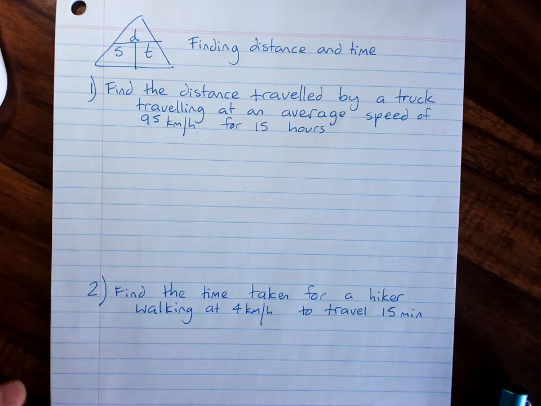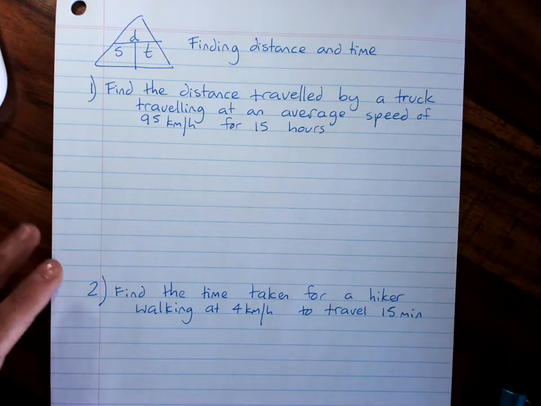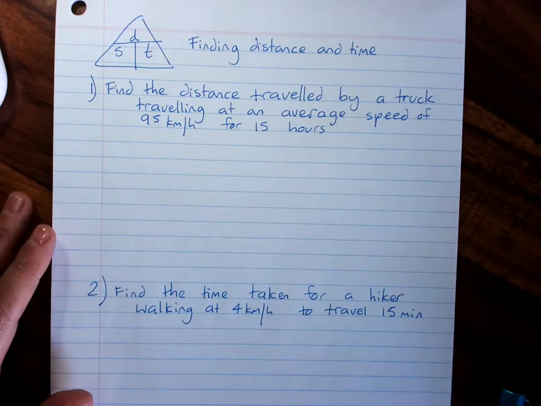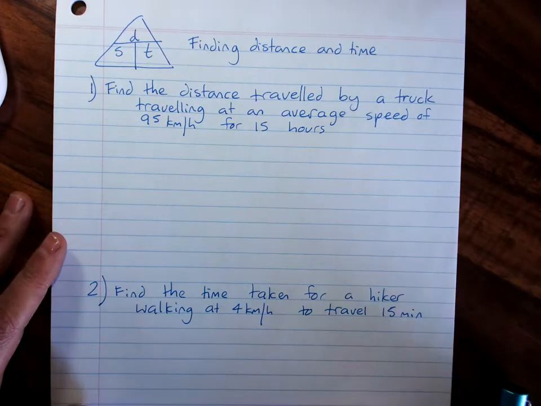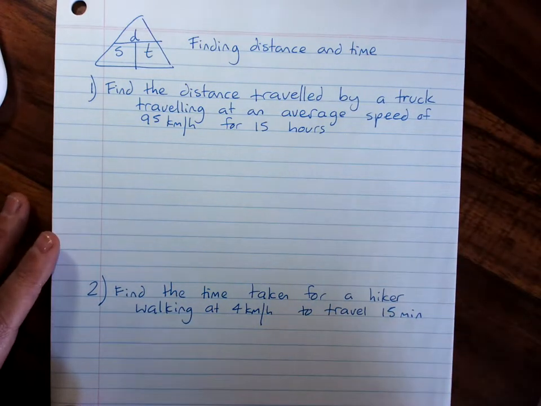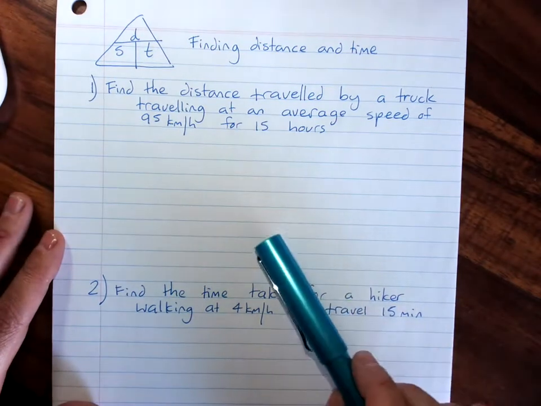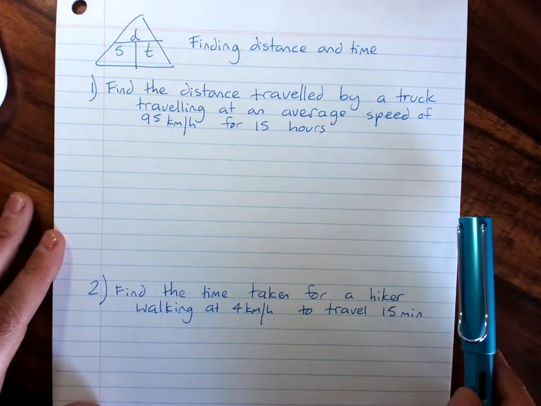Finding distance and time. Sometimes when we're using speed, distance and time, what we want to find out is the distance we're going to travel or the time it's going to take. Like the previous questions, there's the formula method or the rates method. Either one is fine.